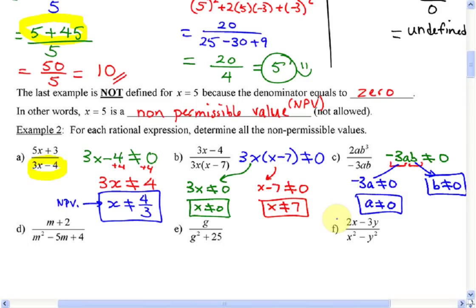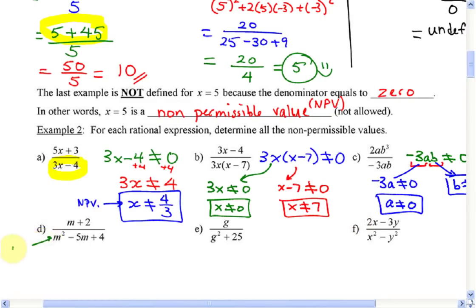All right. D. I see a square. I see a linear term. I see a constant term. What should I do? The thing you did, which is called factor. Remember this idea? Two numbers that multiply to 4 and add to negative 5. All right. Go ahead and try to find the right combination.